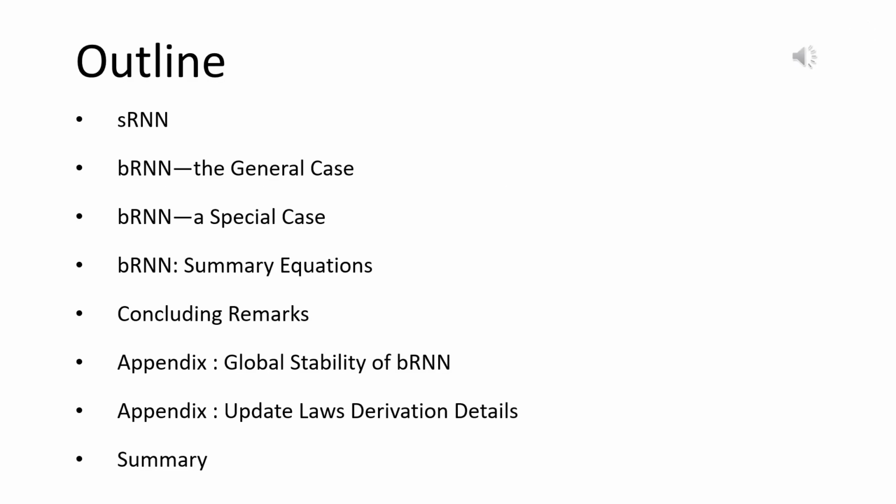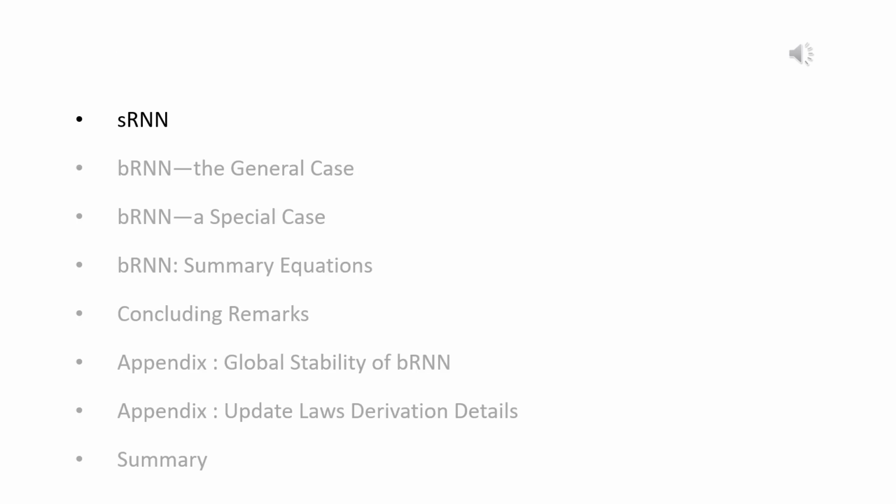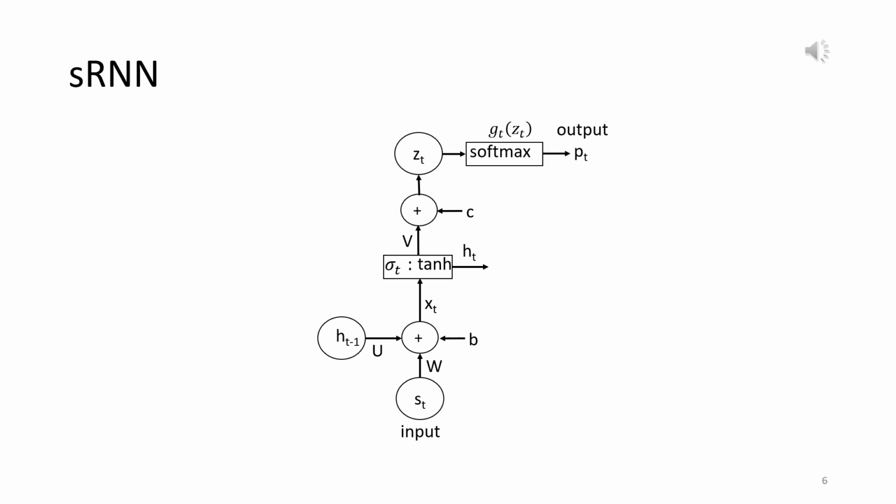This is the outline of this chapter, from reviewing the simple recurrent neural networks to introducing the basic recurrent neural networks. Let us start with reviewing the simple recurrent neural networks. This figure shows the architecture of the simple recurrent neural networks. You could use this figure as a reference when we go into the details of the equations of the network.